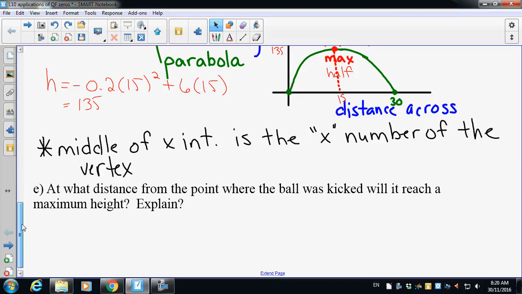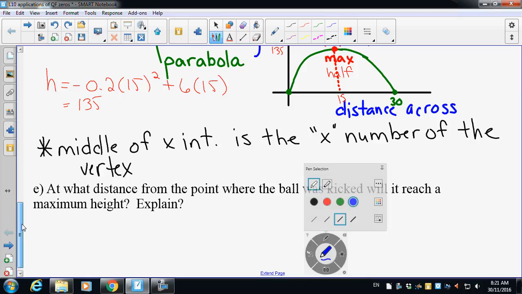Last one, and then you're going to practice some yourself. At what distance from the point where the ball was kicked will it reach a maximum height? Explain. All right. That doesn't say anything about x-intercepts or y-intercepts or standard form or vertex form. So you've got to do some thinking. At what distance from the point the ball was kicked?